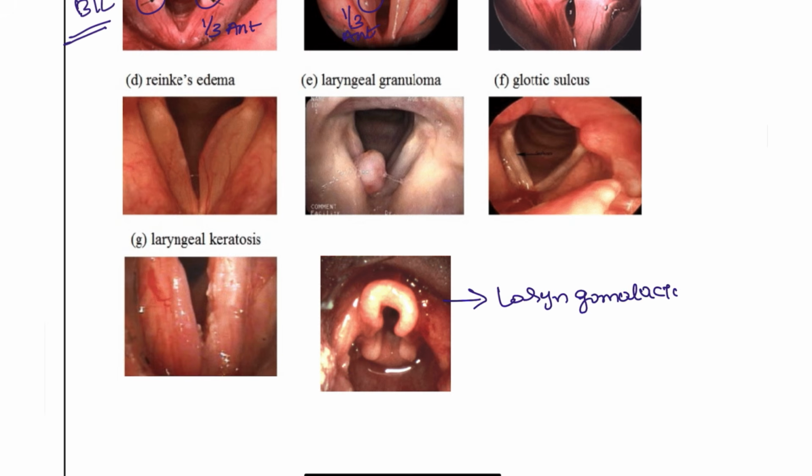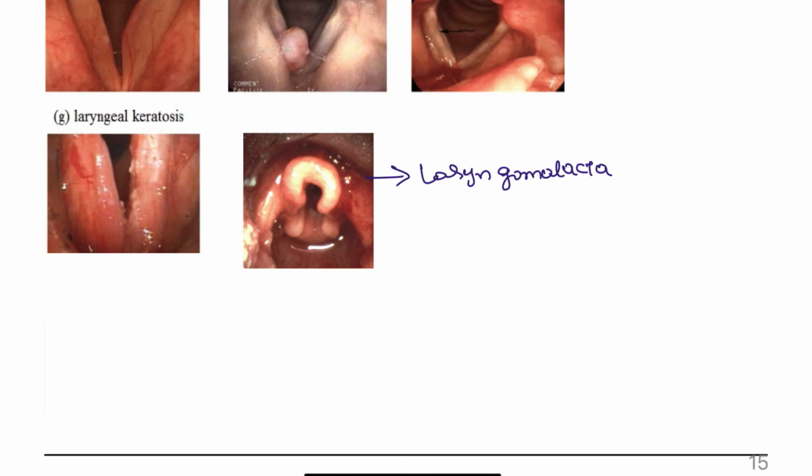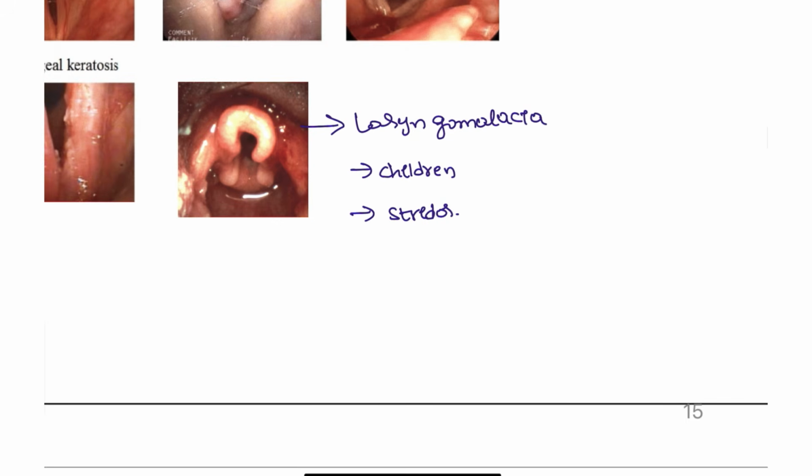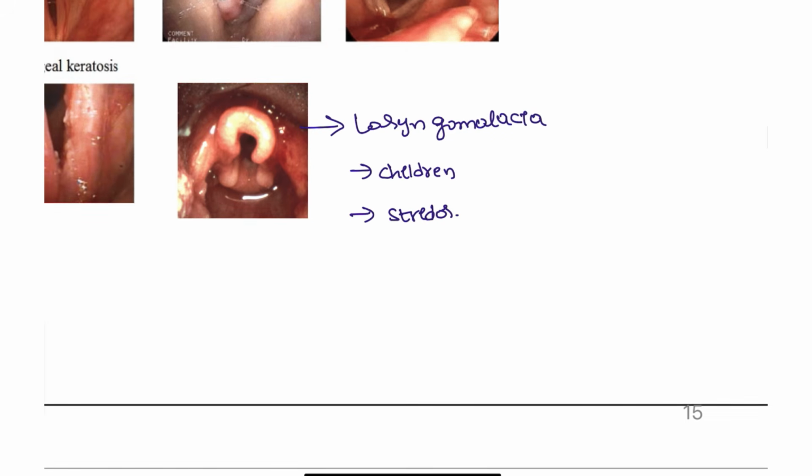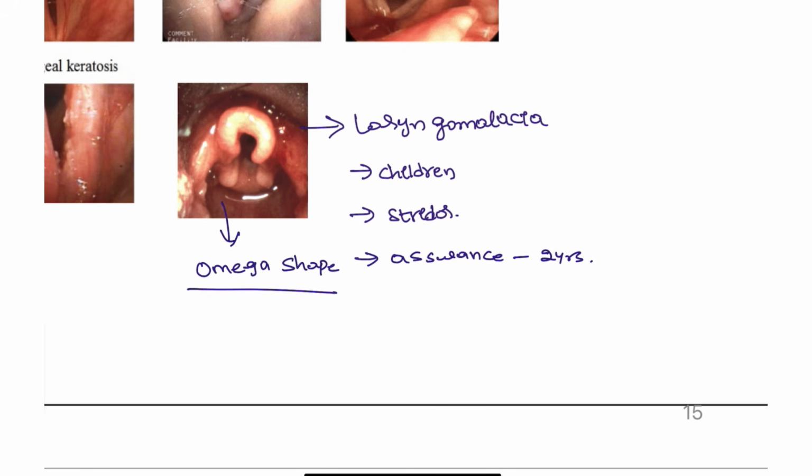Laryngomalacia is seen in which patients? This is seen in children or newborns, and they present with stridor. The only typical stridor you see in this patient is known as laryngomalacia. And what is the treatment for this patient? Reassurance. By the age of 2 years, it will regress, and the shape that you are going to see is the omega shape. Okay, omega shape is seen in this patient, right?